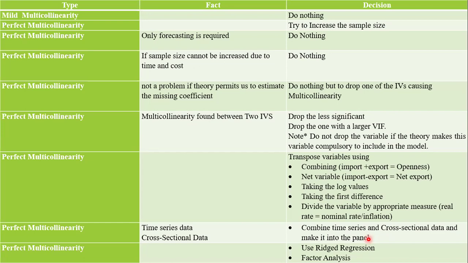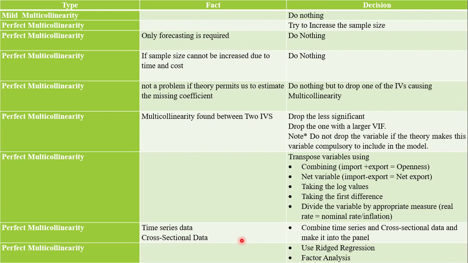So whenever you find multicollinearity issue in your survey data or in your cross-sectional data or in your time series data, try to convert it into panel data. So panel data basically controls the multicollinearity issue. Then if you have perfect multicollinearity, you may use ridge regression or factor analysis to find out which factors are basically causing the multicollinearity issue. So these are the remedies that you can apply if you ever find the multicollinearity in your data.